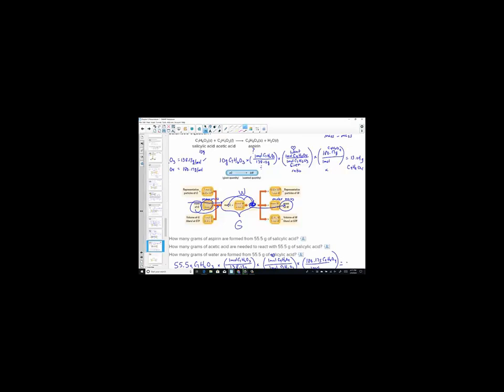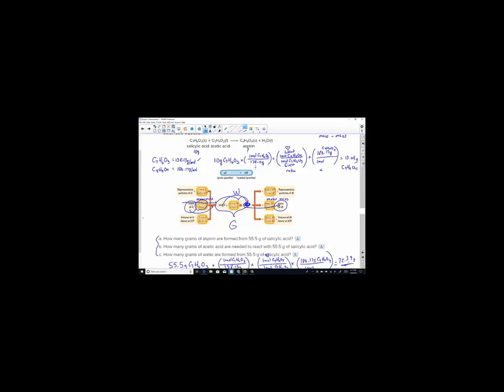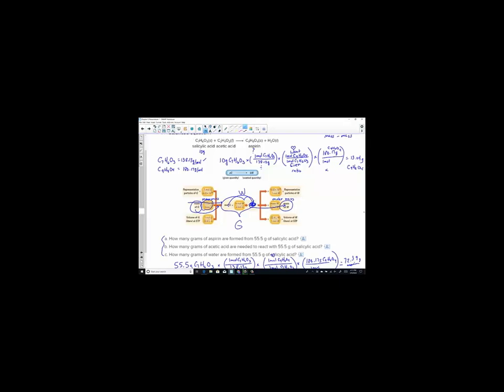My screen says 72.39, and that would be grams of aspirin. I'm just trying to find out where my tiles went. There they are.